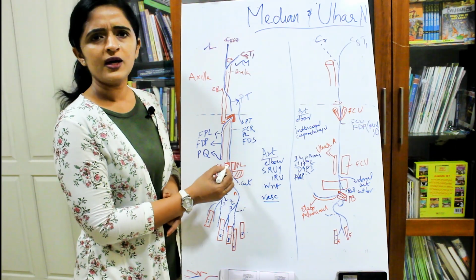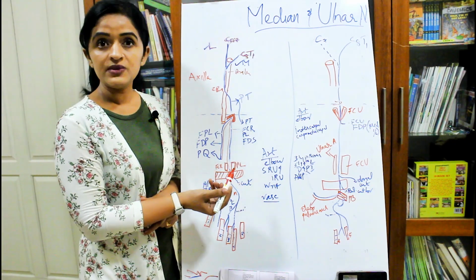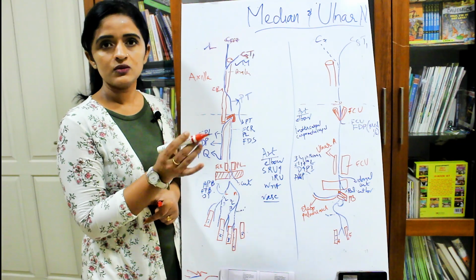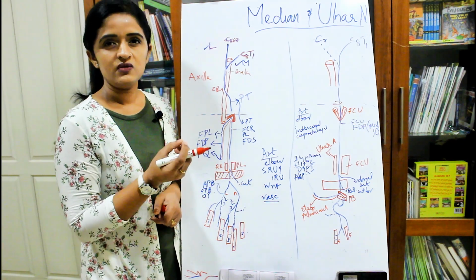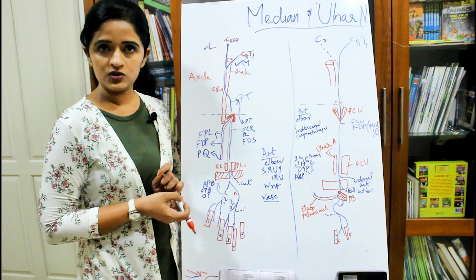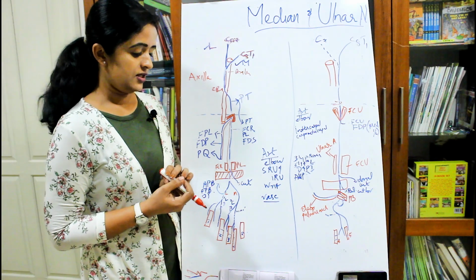So at this point the palmaris longus tendon is a very slender tendon, so it can be mistaken for the median nerve, but the easiest way to differentiate between the two is that the palmaris longus tendon will be having a glistening appearance compared to the median nerve, where the median nerve is just a dull looking structure.